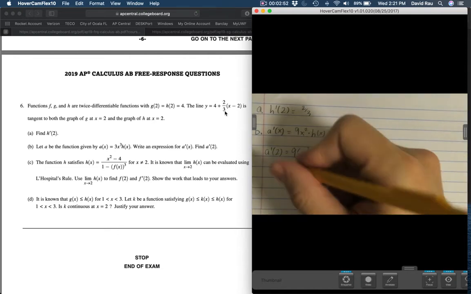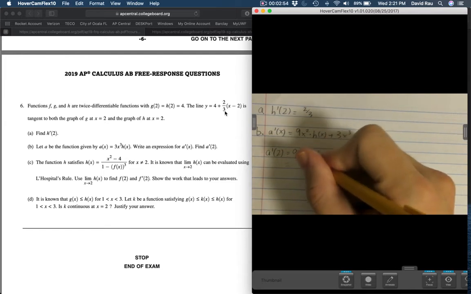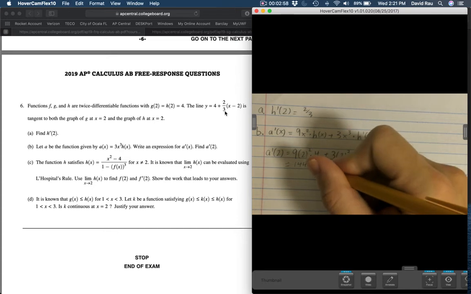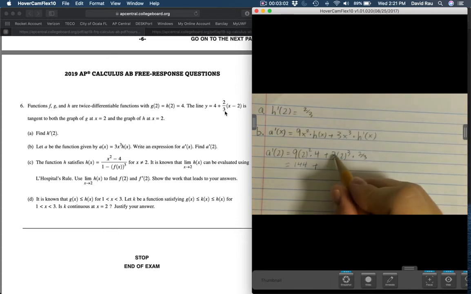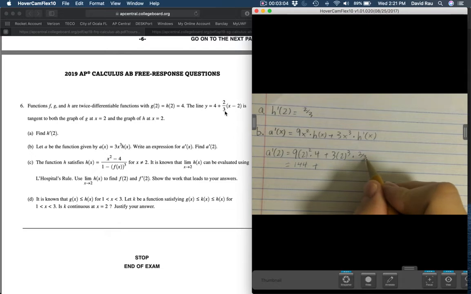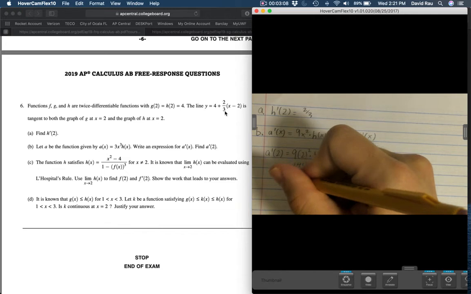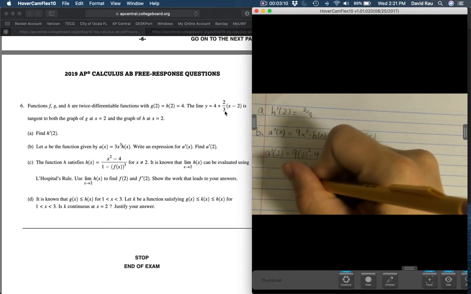Anyways, moving right along, if you work all this out, this is going to be 9 times 16, which is 144, plus, what I'm going to do here is notice that you'll eventually have 3 over 3, which will cancel. So you have 2 cubed times 2, which is going to be 16, so the answer is 160.